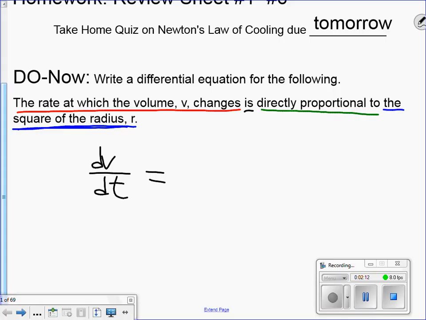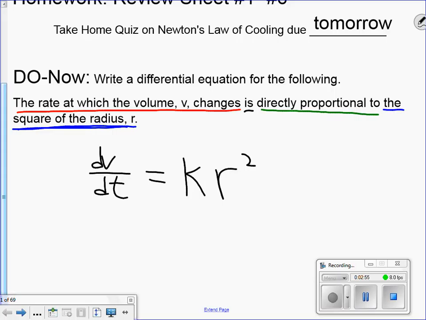This is the part that usually gets picked. Directly proportional to. How have we seen that translated? You said kr. Well, directly proportional to just means some number times, and the number we tend to use is just k. So it equals, it's directly proportional to. Whenever you see that, just write k times. And then the square of the radius, not square root, the square of the radius would be r squared.